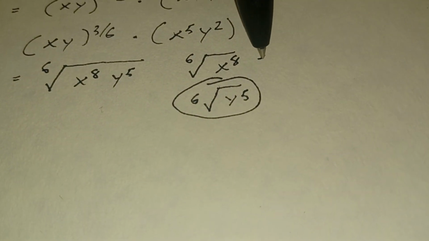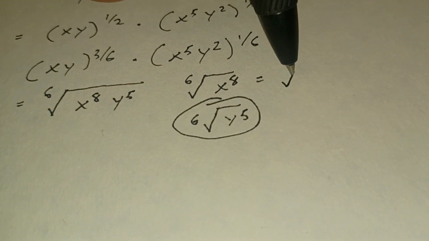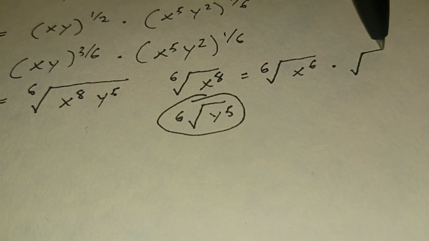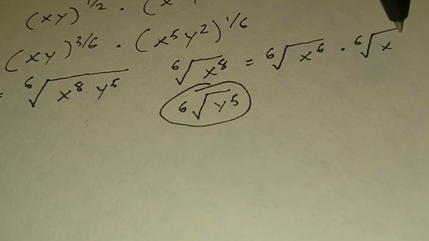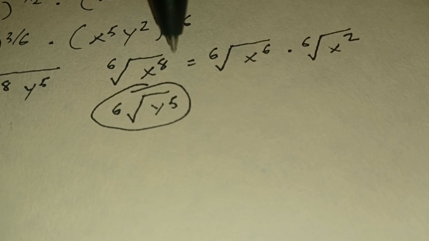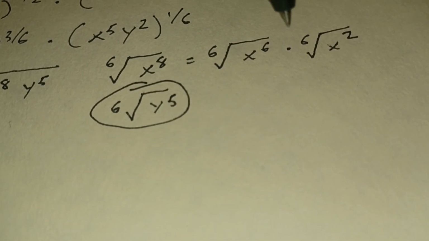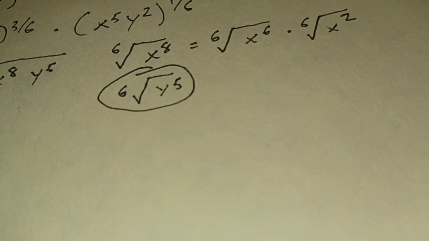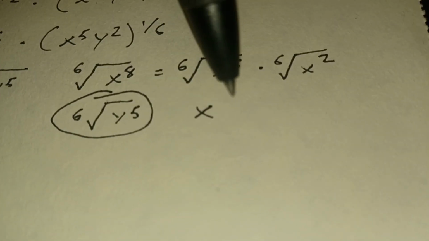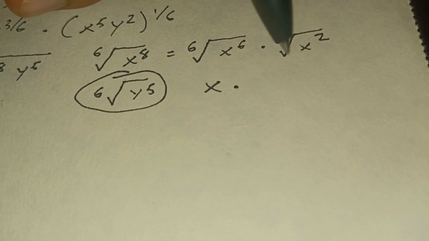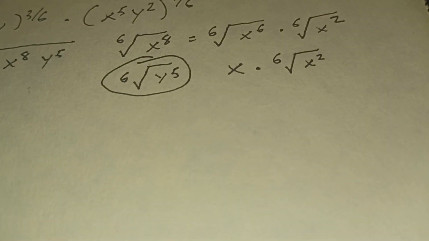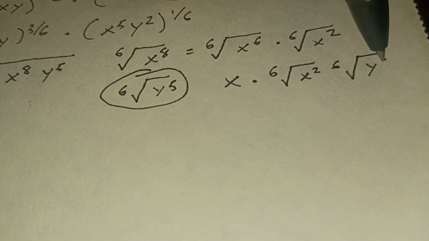And right here we can basically rewrite this as the sixth root of x to the sixth power times the sixth root of x to the second power. Why? Because x to the sixth times x to the second power is going to give us x to the eighth power. So multiply this together, you'll get that. So we can rewrite this as this. This is even, so when it's even, this 6 and this 6 will equal the absolute value of whatever's inside. In this case, it's just going to be x. x times the sixth root of x to the second power, and we can't forget about this one, the sixth root of y to the fifth power.